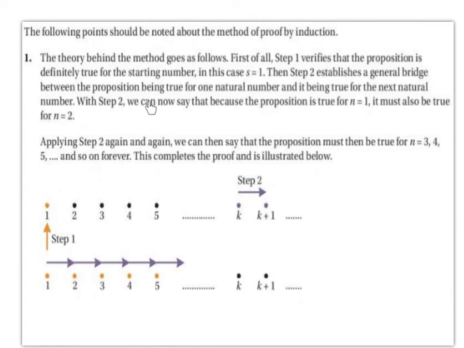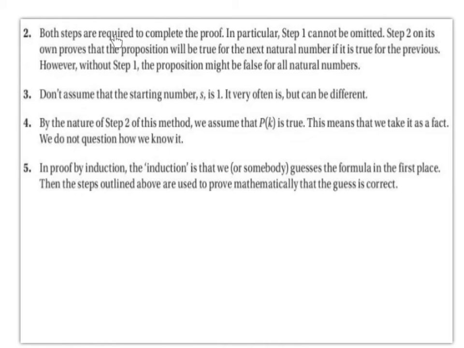With step 2, we can now say that because the proposition is true for n is equal to 1, it must also be true for n is equal to 2. Applying step 2 again and again, we can then say that the proposition must be true for n is equal to 3, 4, 5, and so on forever. This completes the proof and is illustrated below. So step 1 shows that it is true for n is equal to 1, and step 2 shows that it is true for k and k plus 1. Both steps are required to complete the proof.